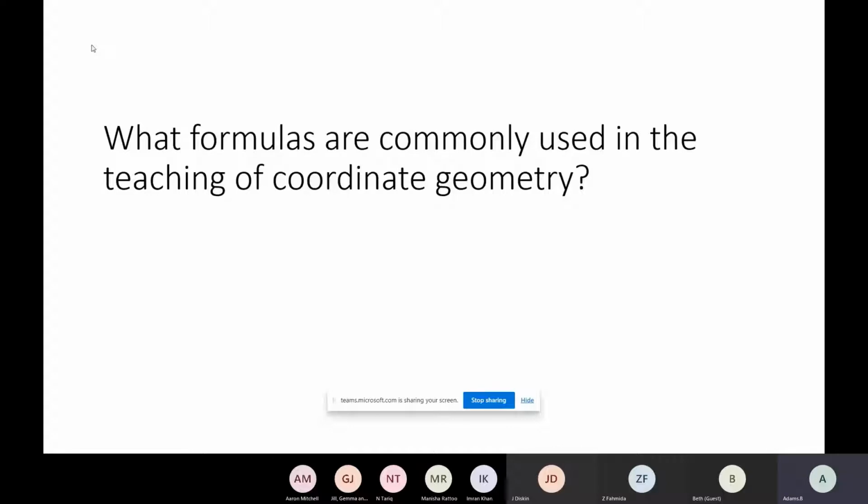So when teaching coordinate geometry, one of the first things to ask is, what formulas do we as teachers normally give students and expect them to learn? I'll just give you 20 seconds or so to see if you can count how many you might give students to learn right the way up to A level.